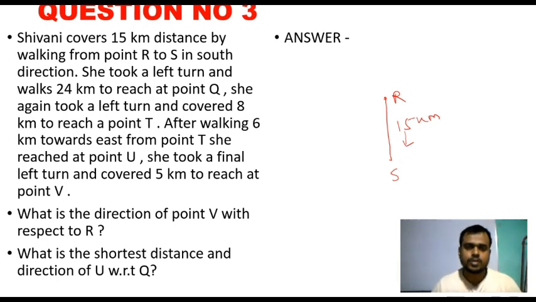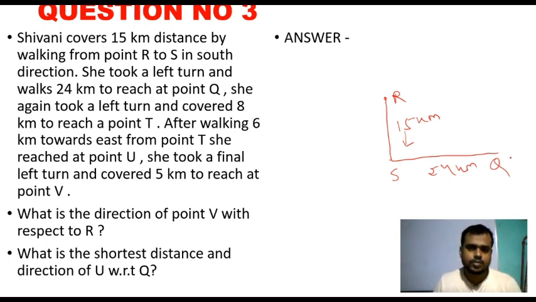After this she took a left turn and walks 24 km to reach point Q. This part is the left turn in this direction. Shivani moves 24 km to reach point Q. After this she again took a left turn. After reaching point Q, the upper part is left and the lower part is right.